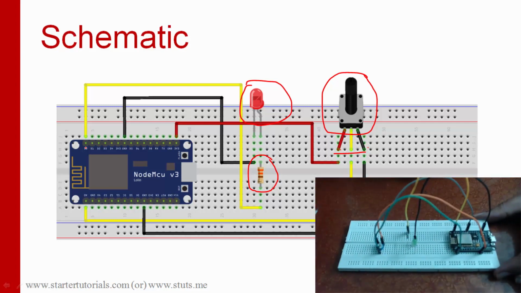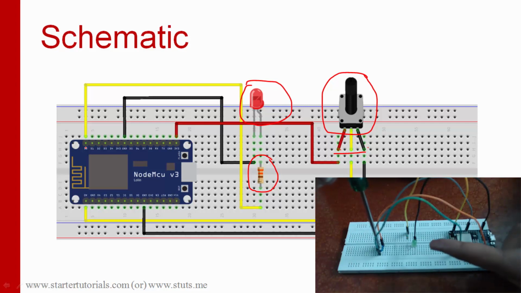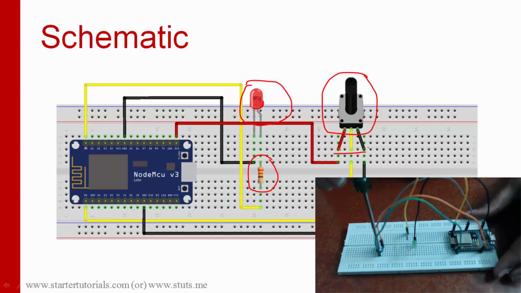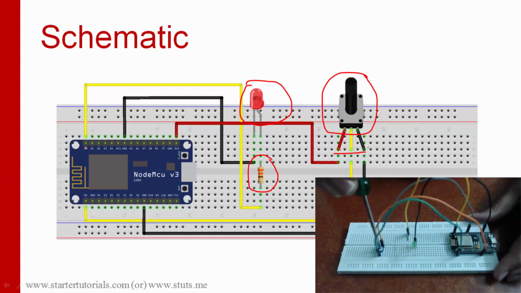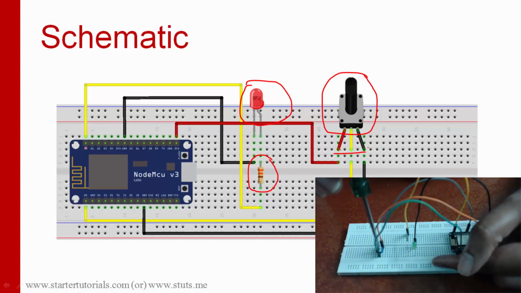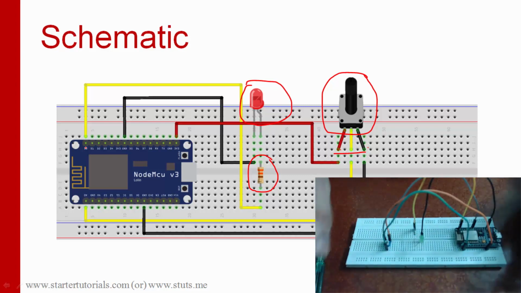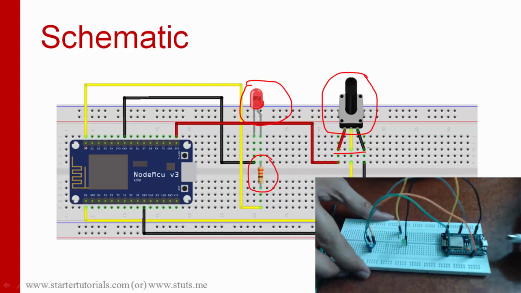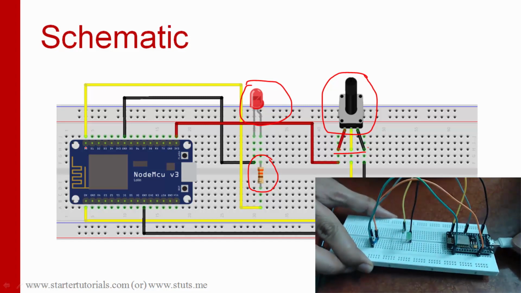So what happens when I run the program is, when I am changing the value of the potentiometer like this, based on the value of the resistance, the LED will glow from dim to bright. When the resistance is low, the LED will be brighter, but when the resistance value is high, the LED will be dull. So let's connect the Node MCU to USB.